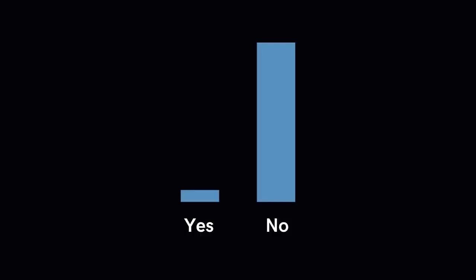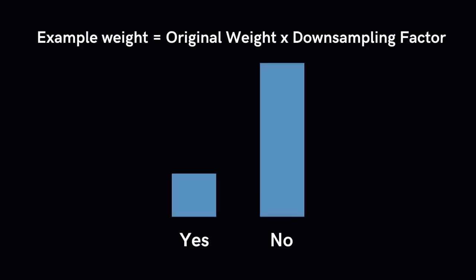And so in cases like this, we usually use a process called downsampling and upweighting, which is essentially reducing the majority class by some factor and adding example weights of that factor to the downsampled class. For example, if we downsample the majority class by a factor of 10, then the example weights we add to that class should be 10.